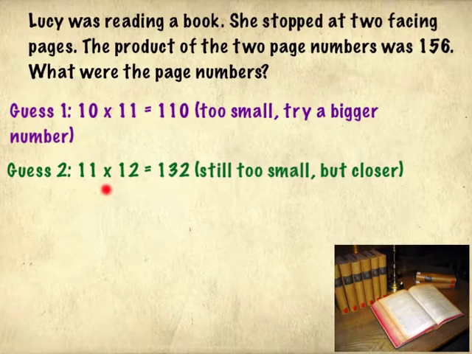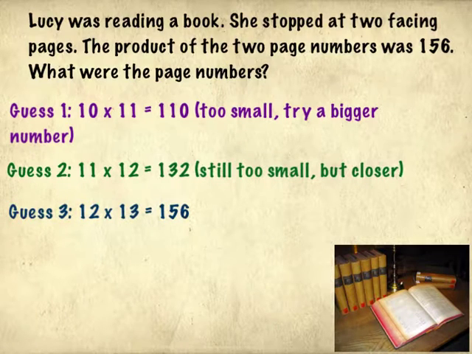So next up, I'm going to try 11 and 12. And when I multiply 11 by 12, I get 132. That's still too small, but I'm getting closer, so I don't want to go up to like 100. That would be way too far. I'm going to keep going up by little amounts.